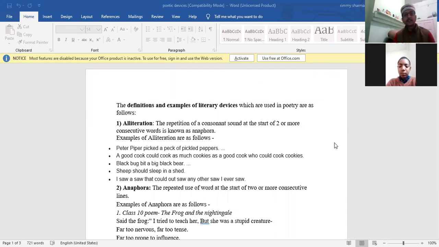You understand that when the consonant sound is repeated in consecutive words, words coming one after the other, it's sometimes called anaphora. It is actually alliteration. Don't mind about it. Fine. It is supposed to be alliteration. It is called alliteration. The example of alliteration is: Peter Piper picked a peck of pickled peppers.